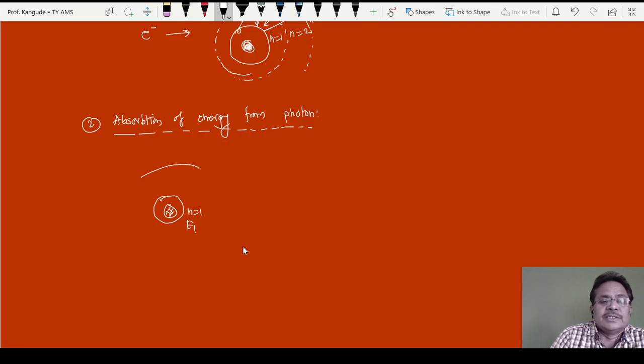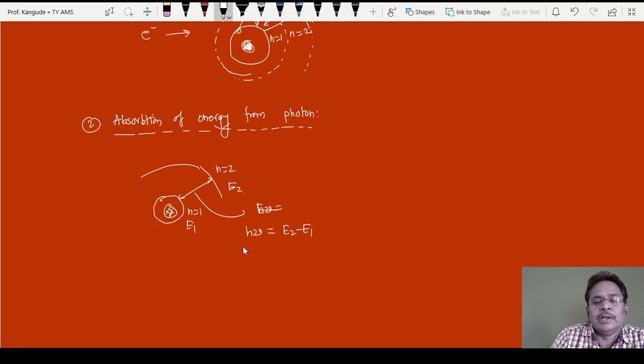Then this is the second energy state, said to be n is equal to 2, and its energy is E2. The difference between these two is given by h nu is equal to E2 minus E1. So what is the difference between these two? Since nu can be written as c upon lambda, I can write this expression as h into c upon lambda is equal to E2 minus E1.